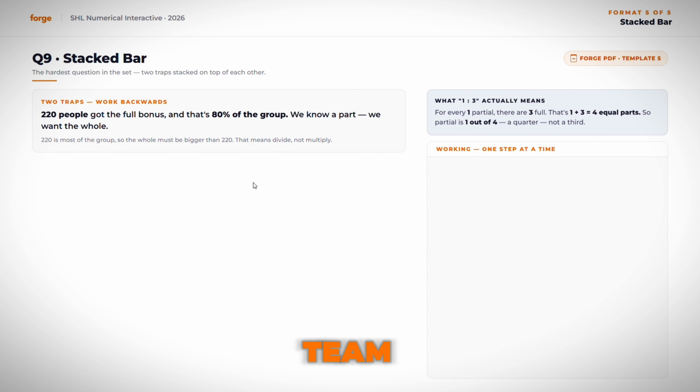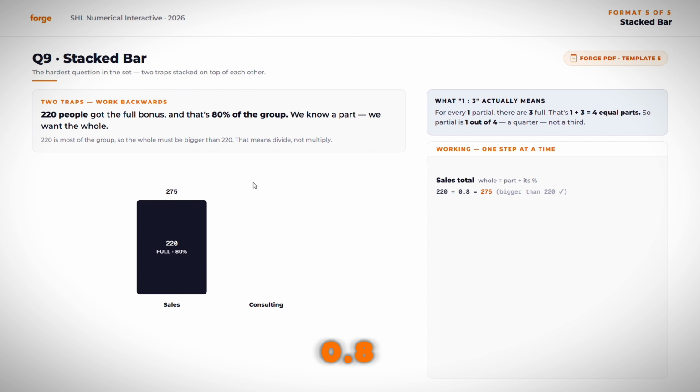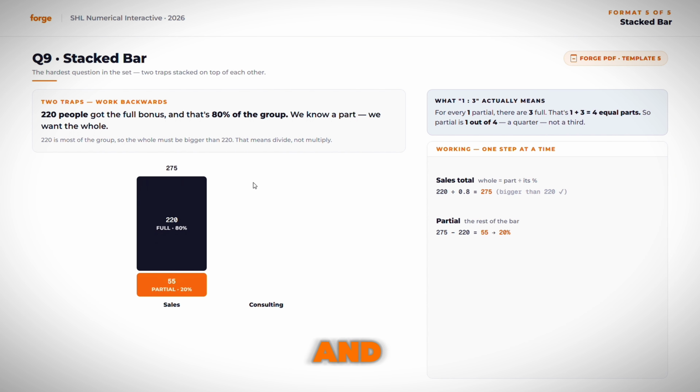220 is most of the team, so the whole team has to be bigger than 220. Bigger means you divide, not multiply. 220 divided by 0.8 is 275, and 275 is bigger than 220, so we know it's right. If you multiplied it, you'd get 176, which is smaller. And the partial group is just the rest, 275 minus 220, and that's 20%. Consulting's total sales is 64%. Now 275 times 0.64 is 176.